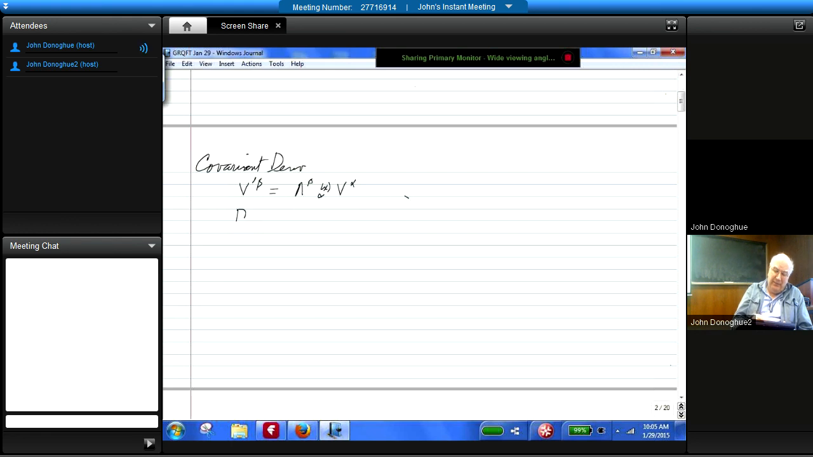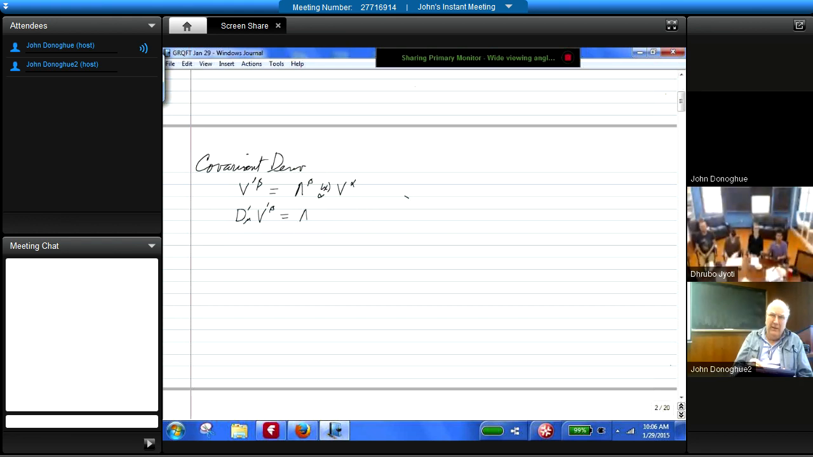We insisted that we have a covariant derivative such that d prime mu V prime beta transforms covariantly, so lambda lambda dV. And then I'll fill in all the boring indices. There's a lot of boring indices here, mu nu beta alpha. Okay, so that the covariant derivative transforms that way.